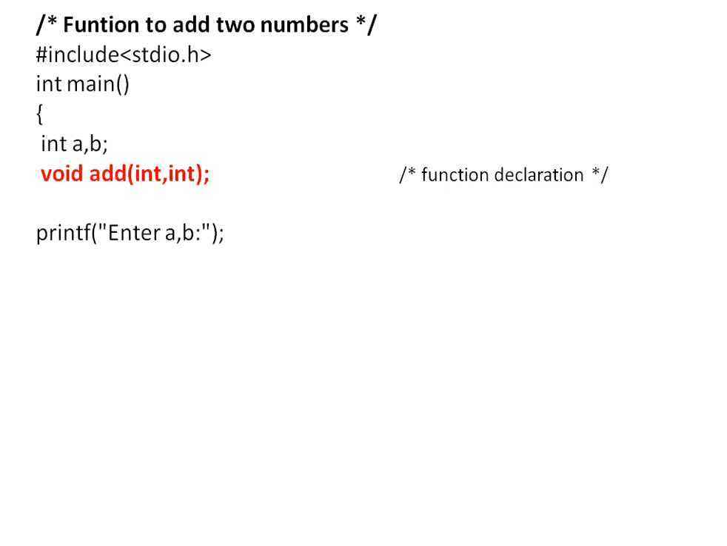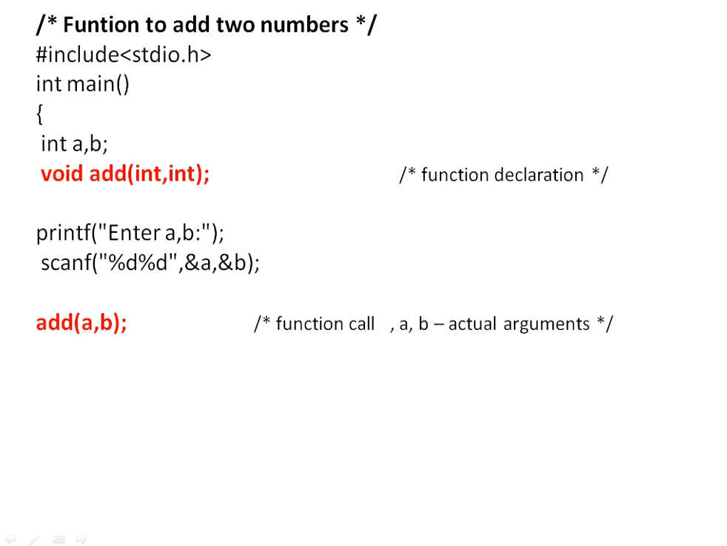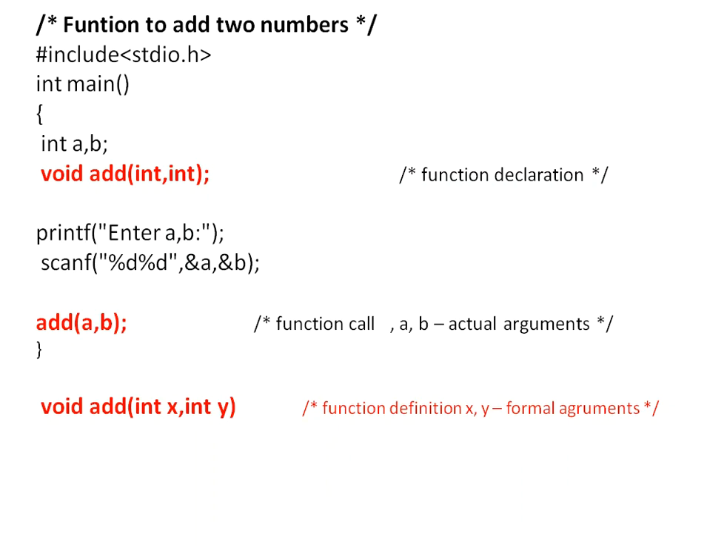Then as usual we are going to read values of a as well as b, and now I'm going to call the function. What is the function name? Add. And what are the arguments we have? a as well as b. I'm going to define the function outside of main. Okay, one more thing here, I'll tell you that. So here we are calling a function, and we are defining it outside of main.